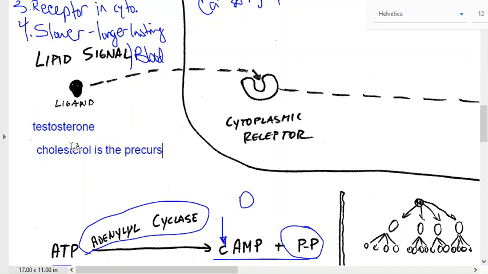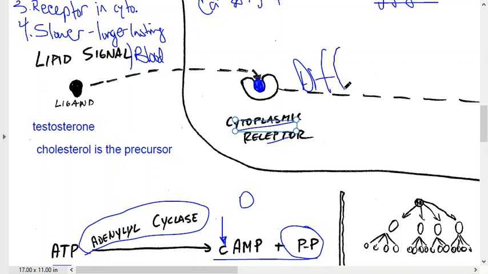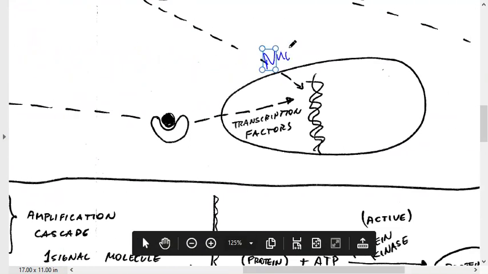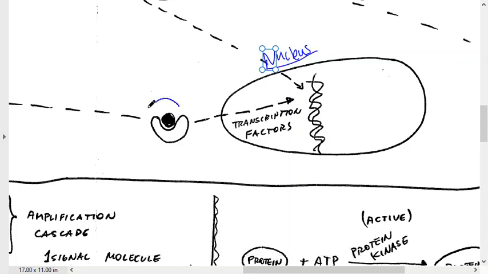So cholesterol is the precursor to a molecule of testosterone, right? So it goes right through the membrane. It's hydrophobic, goes right through the hydrophobic center portion of the membrane, and it attaches to its cytoplasmic receptor, right? So it attaches to its receptor, and the receptor-ligand combo is going to diffuse. Remember, these molecules are just diffusing all around the cell. So it's going to diffuse to the nucleus. Testosterone acts on the nucleus. And this complex becomes what is called a transcription factor.